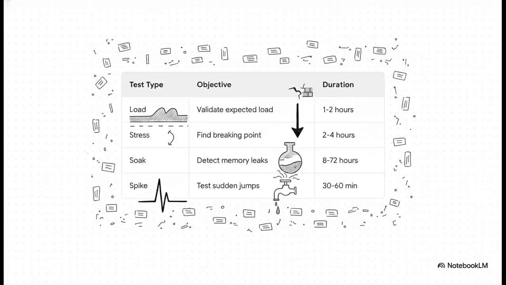Notice how we deliberately escalate the intensity here to hunt down hidden weaknesses. We start with a standard load test just to check the system under normal expected traffic, but then we push harder. A stress test cranks up the load to find the exact breaking point. A soak test runs for hours or even days to sniff out slow memory leaks. And a spike test simulates a sudden, massive surge in traffic. We break the system on purpose so it doesn't break when real users or real AI agents are relying on it.